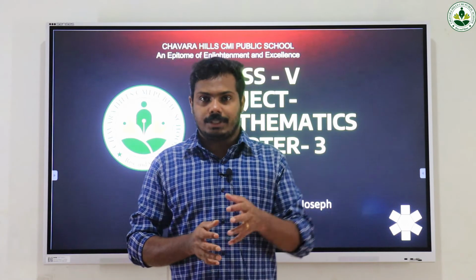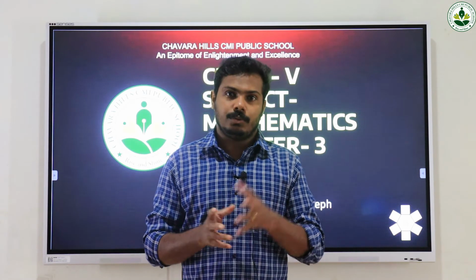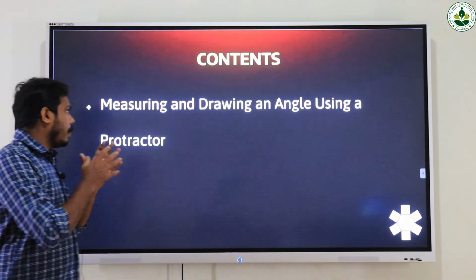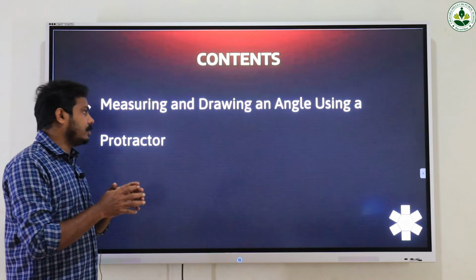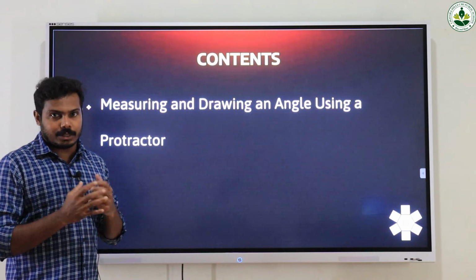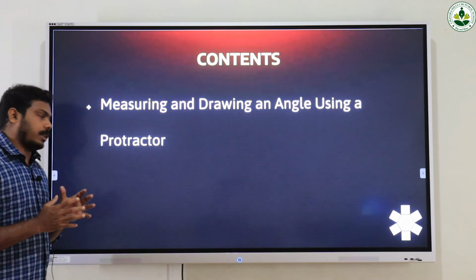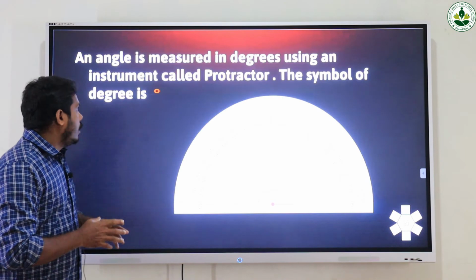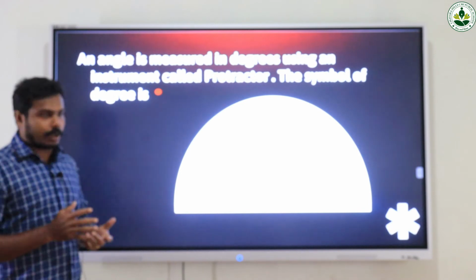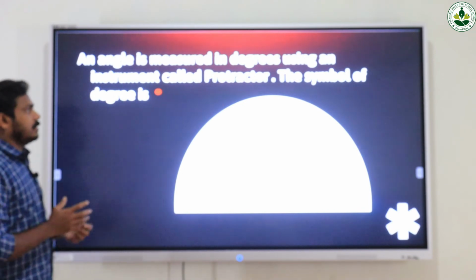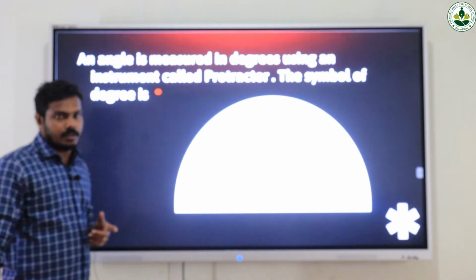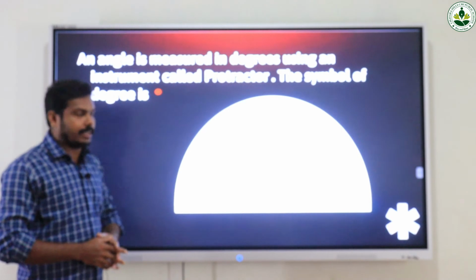And today we are going to discuss how to draw an angle using the given measurement. Today we are going to discuss measuring and drawing an angle using a protractor. Here we use one mathematical instrument, that is the protractor. An angle is measured in degrees using an instrument called a protractor. How do we write the symbol of degree? One small 0 written at the upper side, that is called degree.